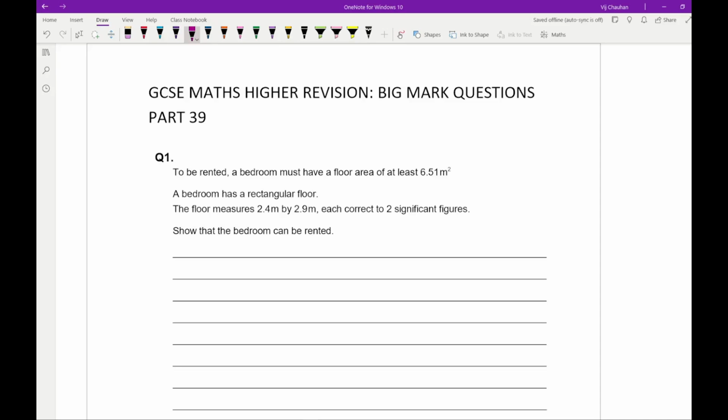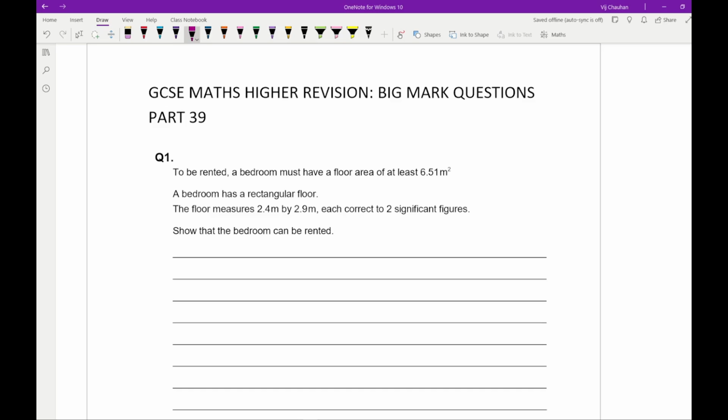So question 1 reads, to be rented, a bedroom must have a floor area of at least 6.51 square meters. A bedroom has a rectangular floor. The floor measures 2.4 meters by 2.9 meters, each correct to two significant figures. Show that the bedroom can be rented.